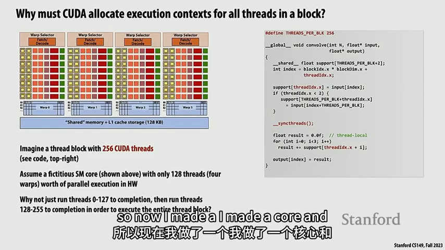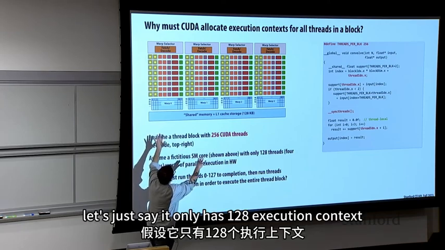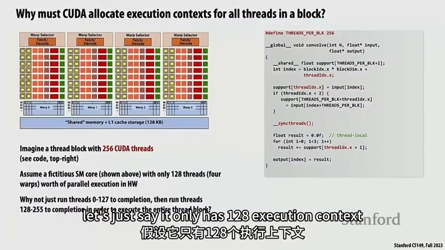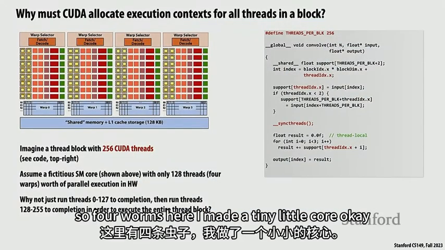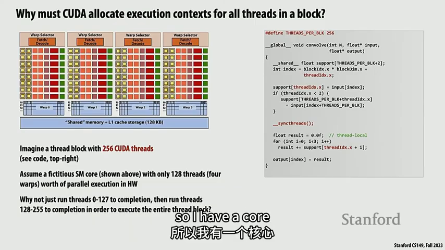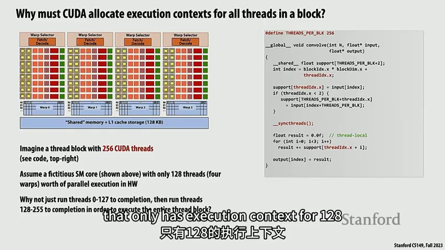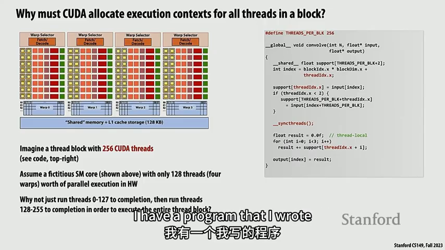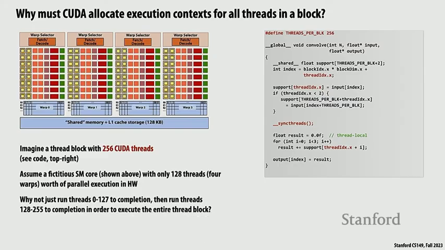Now I made a core, and this is not the full thing. Let's just say it only has 128 execution contexts, so 4 warps here. I made a tiny little core. And I have my thread block with 256 CUDA threads. So I have a core that only has execution context for 128. I have a program that I wrote, 256.